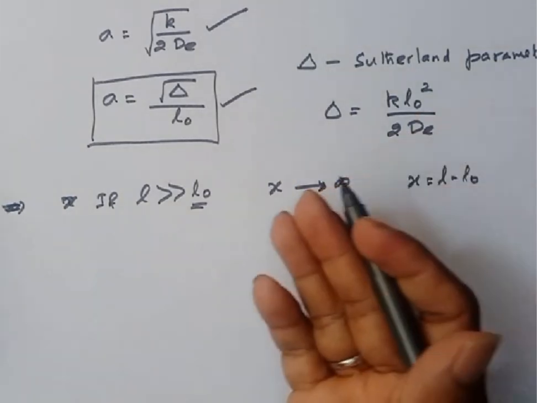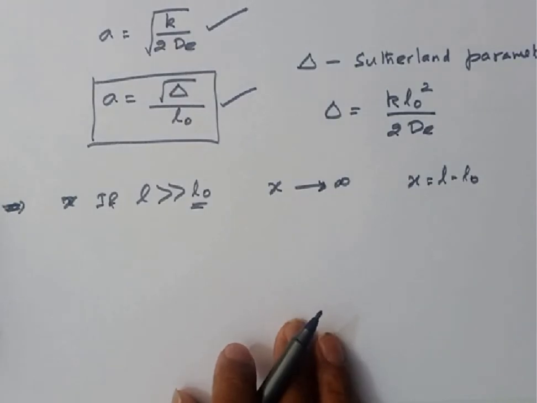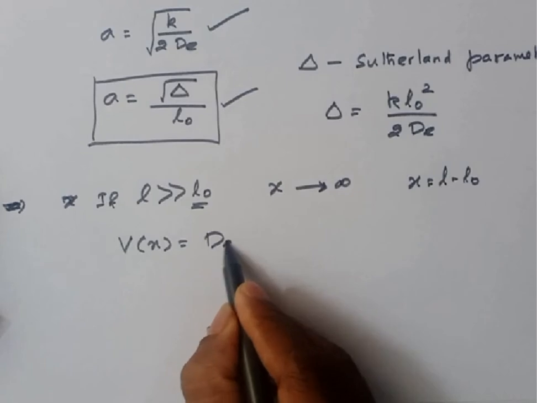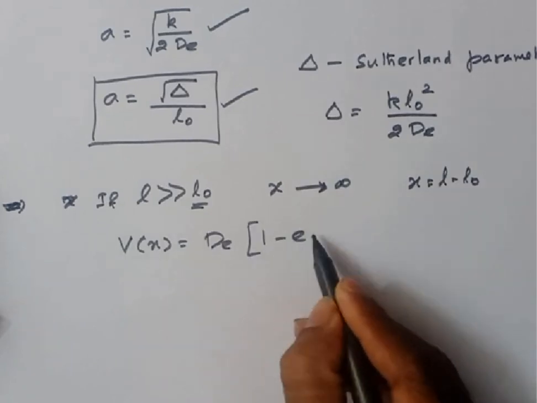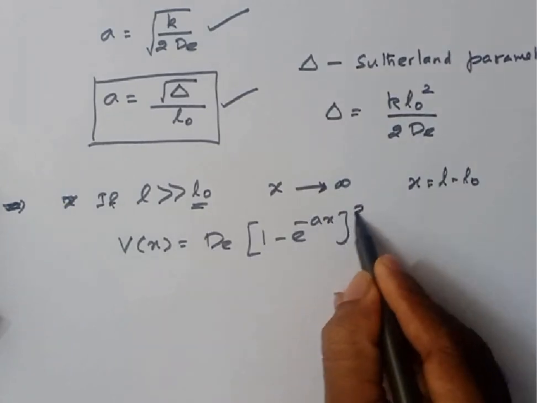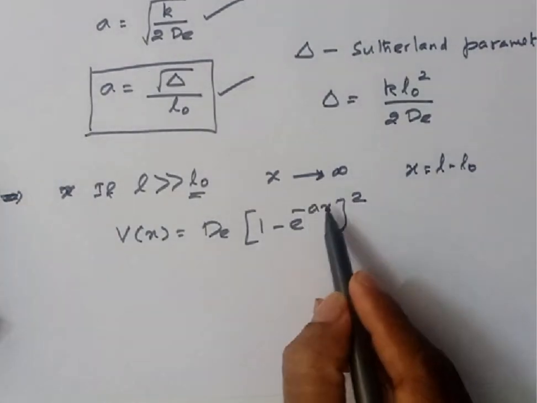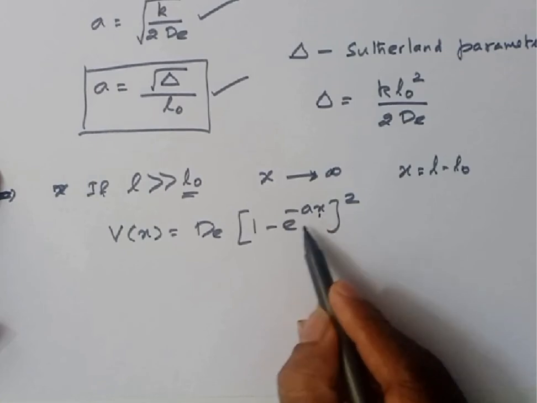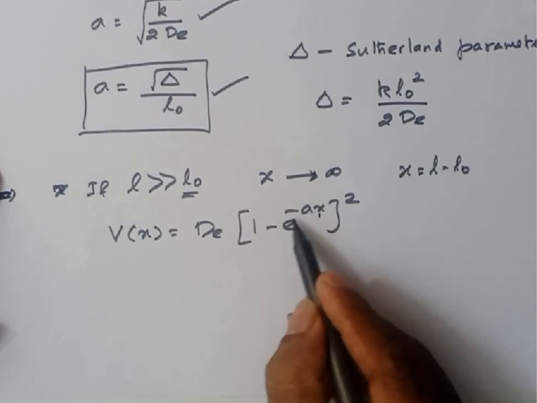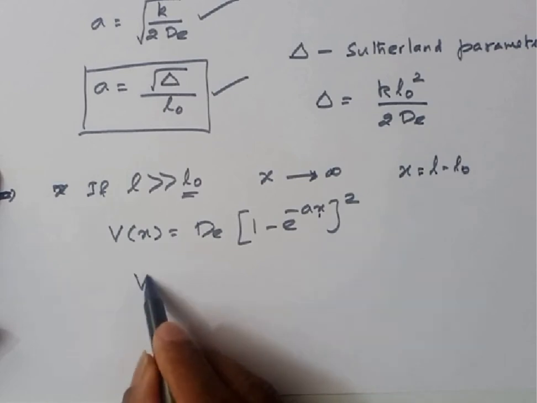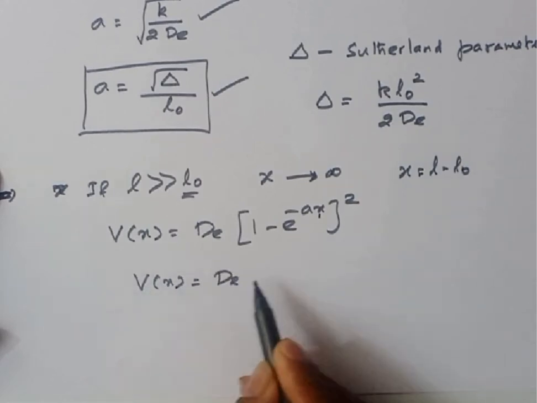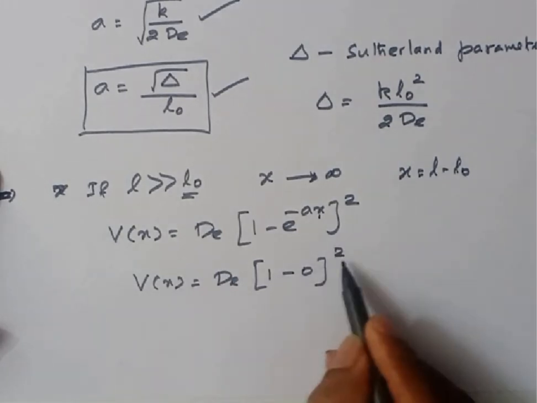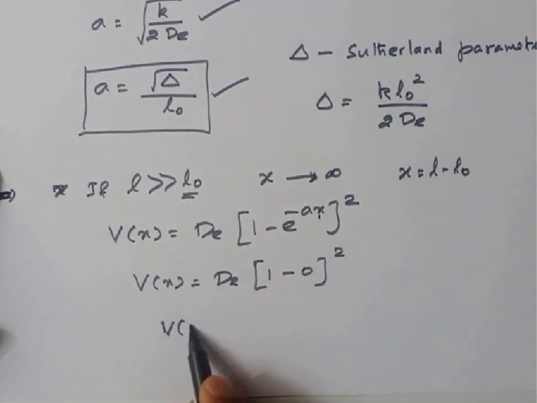Or I can say, if x approaches infinity, what will happen? You know very well, potential energy V of x equals the equilibrium dissociation energy D_e into (1 minus e power minus ax) the whole square, correct? If I put x equal to infinity here, you will get e power minus infinity. E power minus infinity is 0. So we get 1 square, and 1 square is 1. So you'll get just D_e.